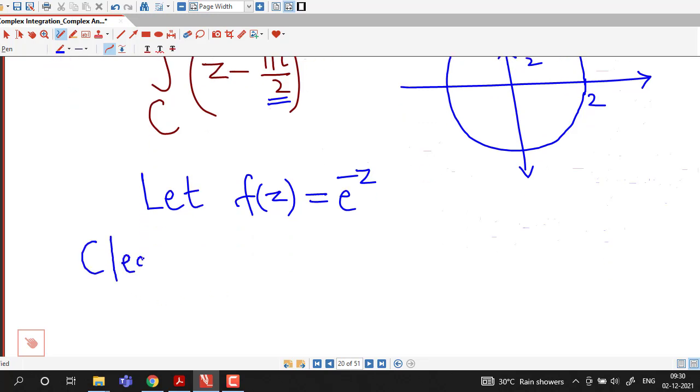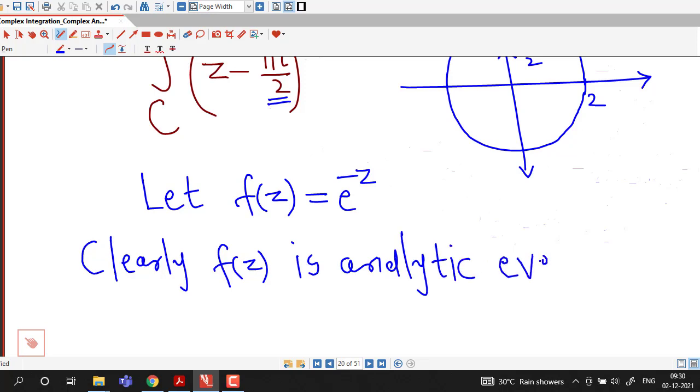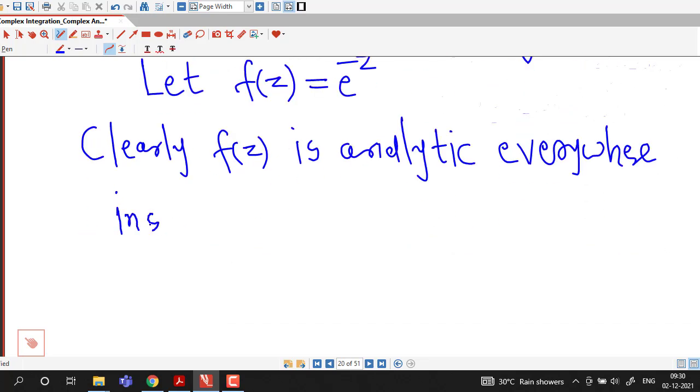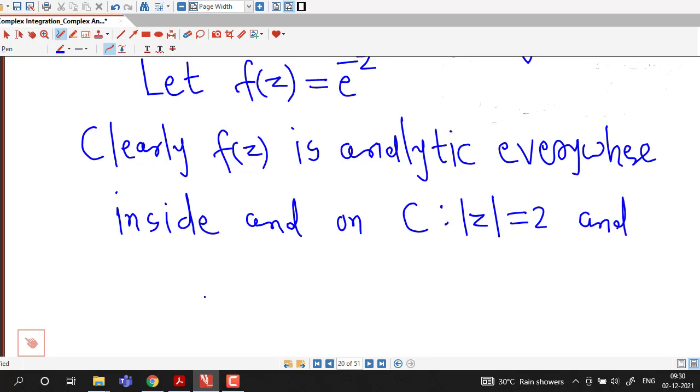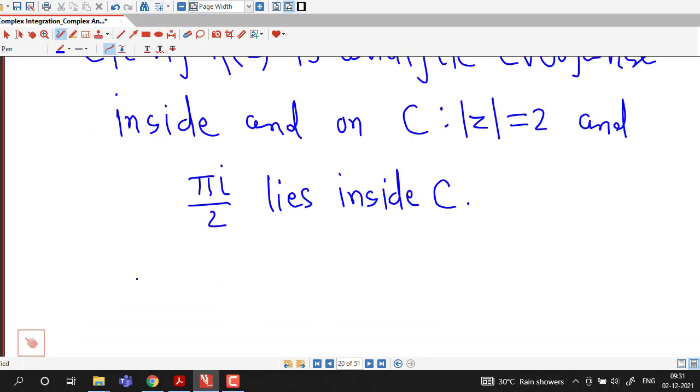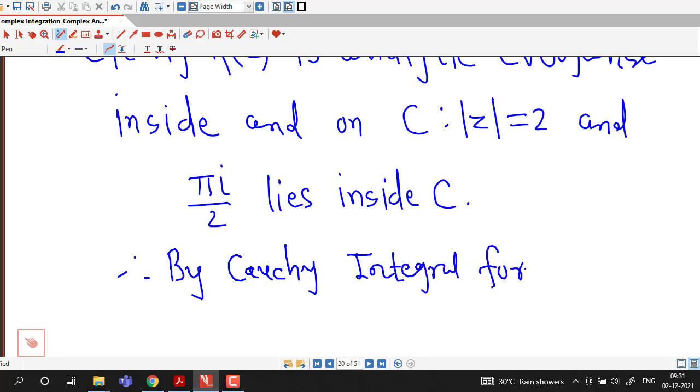So we can write that clearly f of z is analytic everywhere inside and on simple closed contour C, which is mod z equal to 2, and pi i by 2 lies inside C. So therefore, by Cauchy integral formula, we must write all these things systematically, otherwise we will not get full marks.